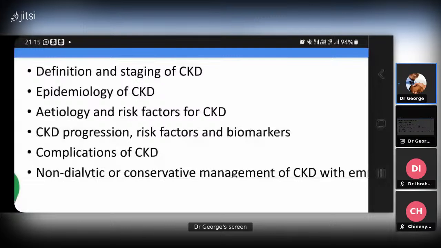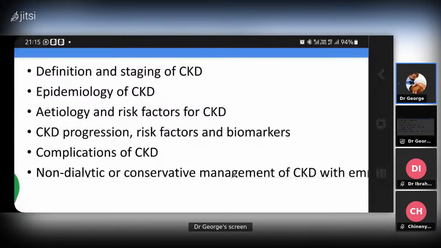So, definition and staging of CKD, epidemiology of CKD, etiology and risk factors, CKD progression, risk factors and biomarkers, complications of CKD, then non-dialytic or conservative management of CKD, with emphasis on management of hypertension and DM.